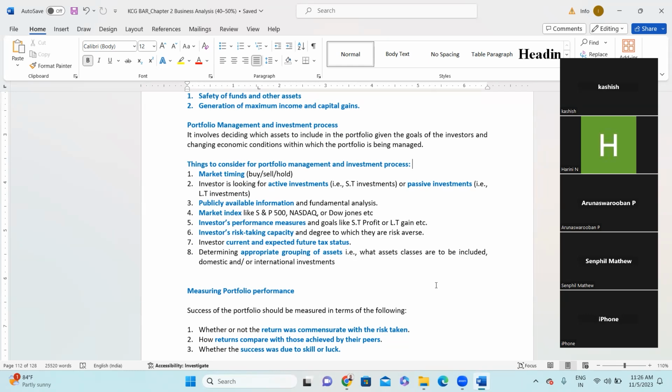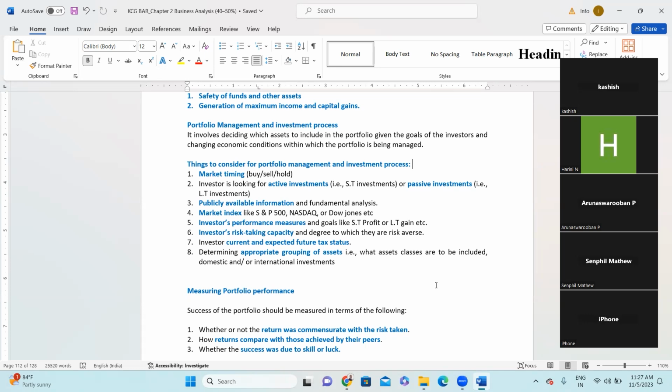Next is determining the appropriate group of assets. What asset classes are to be included in the domestic or international investment? This is also very important, whether you are making investments domestically or internationally. Accordingly, you need to give the classification and assess the risk. These are illustrative items, not an exhaustive list of the things you need to consider. There would be many other things, but these are basic checks which you should consider when making an investment decision for any client, right?